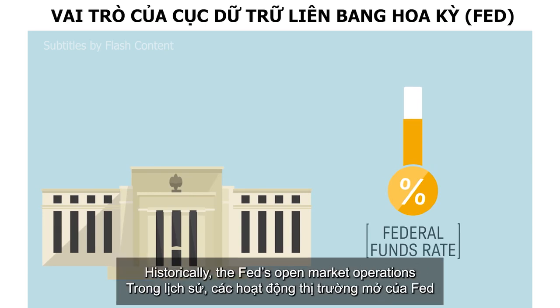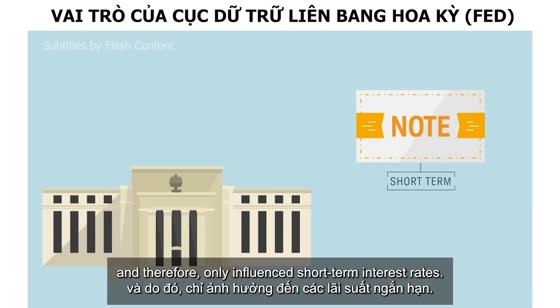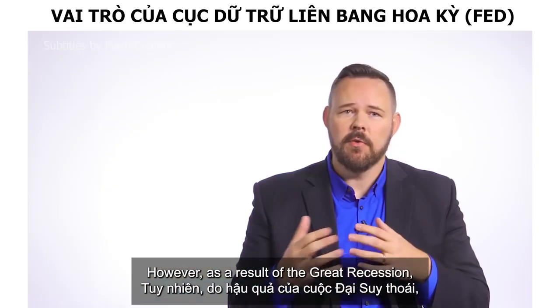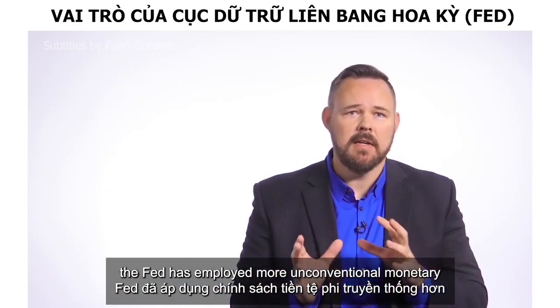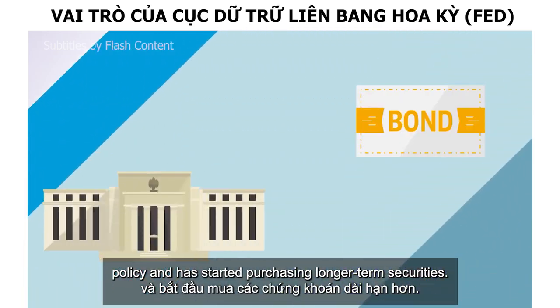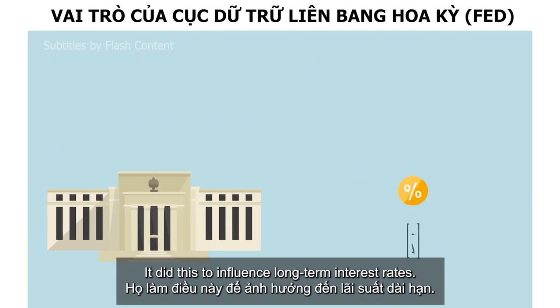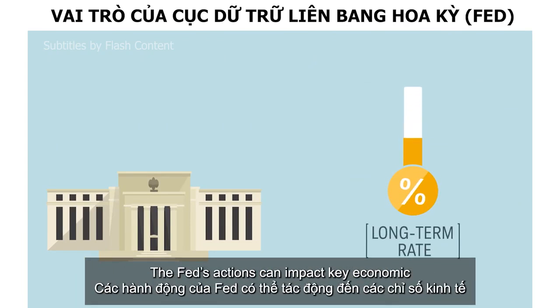Historically, the Fed's open market operations only bought and sold short-term government securities, and therefore only influenced short-term interest rates. However, as a result of the Great Recession, the Fed has employed more unconventional monetary policy and has started purchasing longer-term securities. It did this to influence long-term interest rates. This process is known as quantitative easing, or QE.